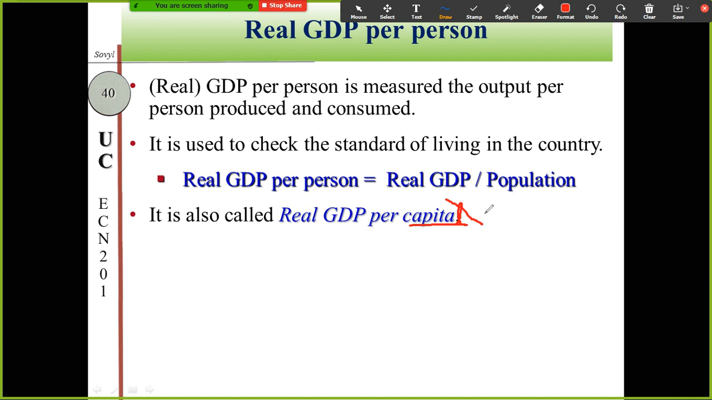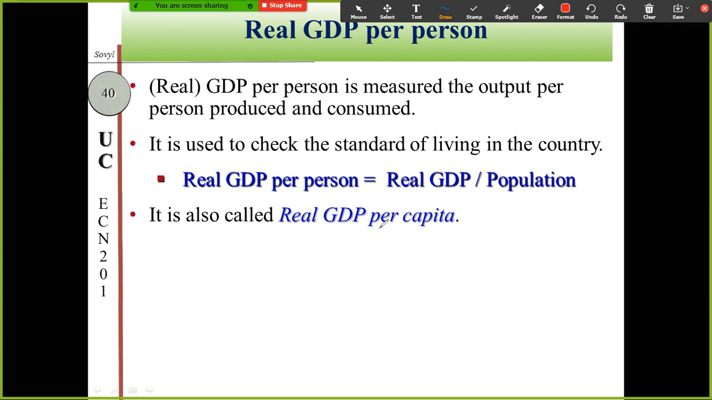If you put L here, it's wrong. Don't put L here, because the original word is per capita, not per capital. Per capita means per person. So don't put L at the end of capita.